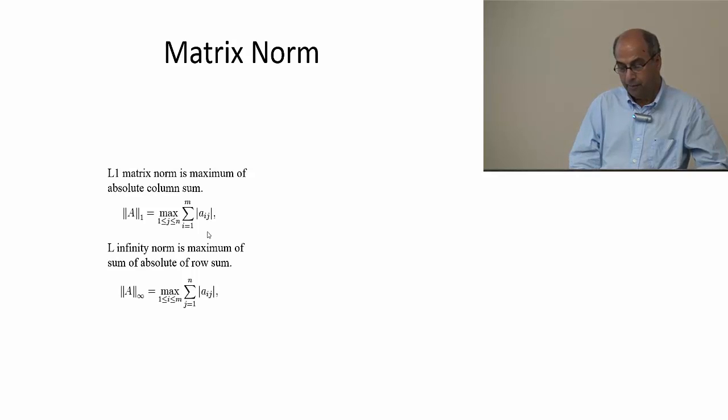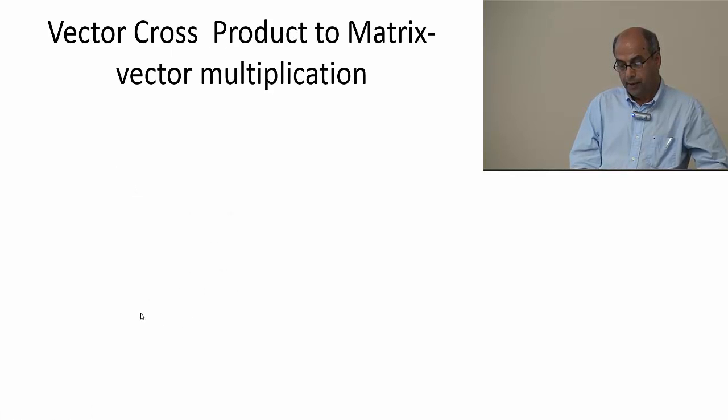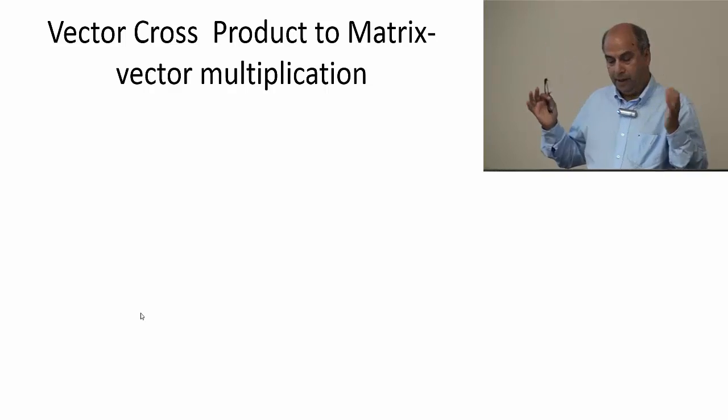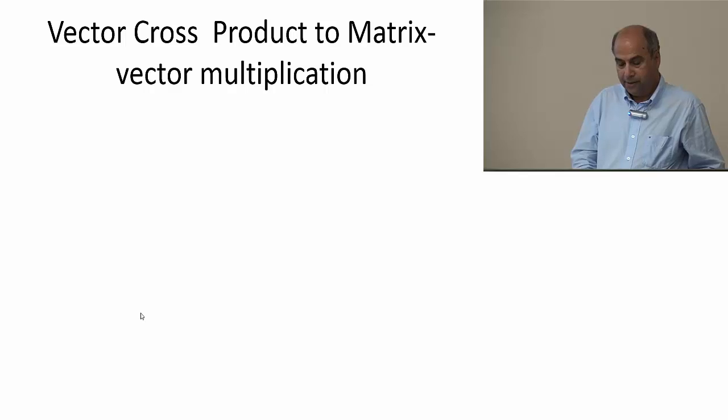And there's the L infinity norm, where you take the maximum of the sums. Here we are changing the column and going through the different rows, and then adding up, which is called the L infinity norm. These notions will be useful, because once you feel comfortable with what we are talking about, then we can understand this whole thing. The last thing in this is the vector cross product, which can be expressed as a matrix multiplication.